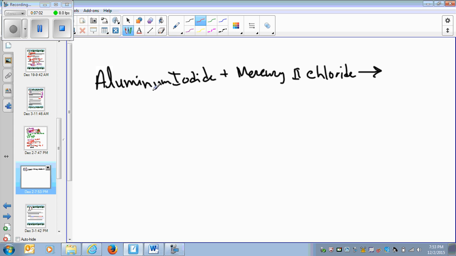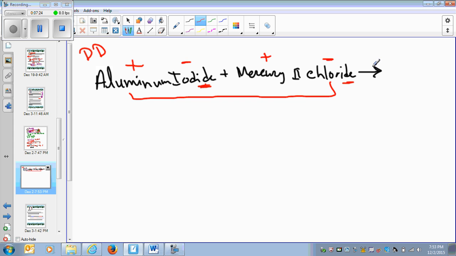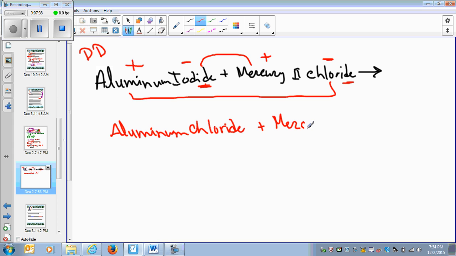Well, to predict the product, I told you the easiest way for double displacement reaction is that you have to see which one is a cation, which one is an anion. We know that the first one is always a cation, the second one is always the anion. So if this is a cation, the ide part is the anion, then I have cation and the anion. So cation of this will bond with the anion of the other side. So my product will be aluminum chloride, and this cation will bond with this anion, and I will have mercury 2 iodide.